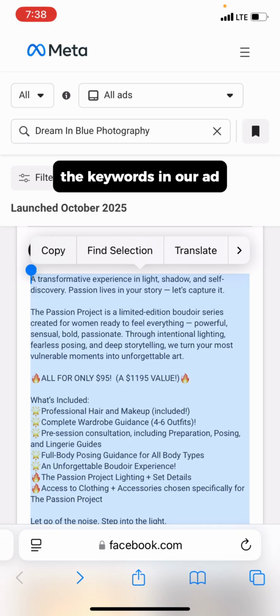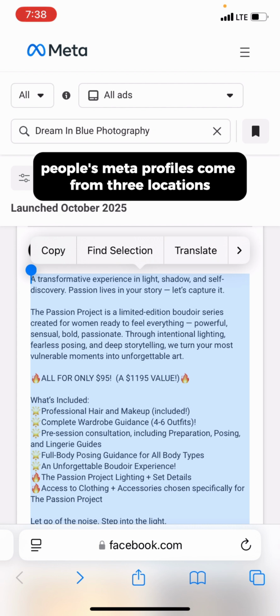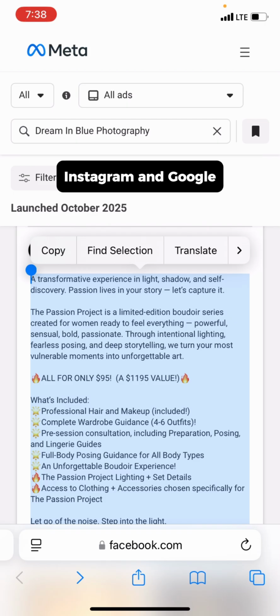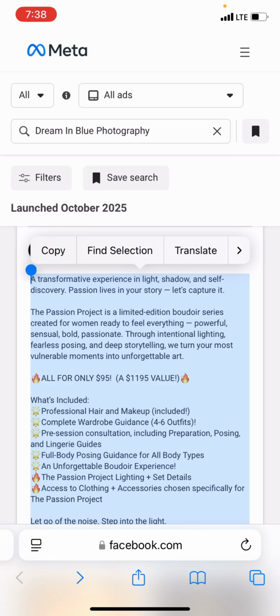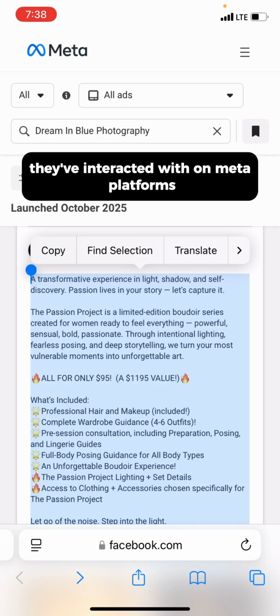The keywords in our ad correspond to keywords on people's Meta profiles, and the keywords on people's Meta profiles come from 3 locations. Number 1, what they're searching on Meta, Instagram, and Google. Yes, they all share data. Number 2, keywords on other ads they've interacted with on Meta platforms.